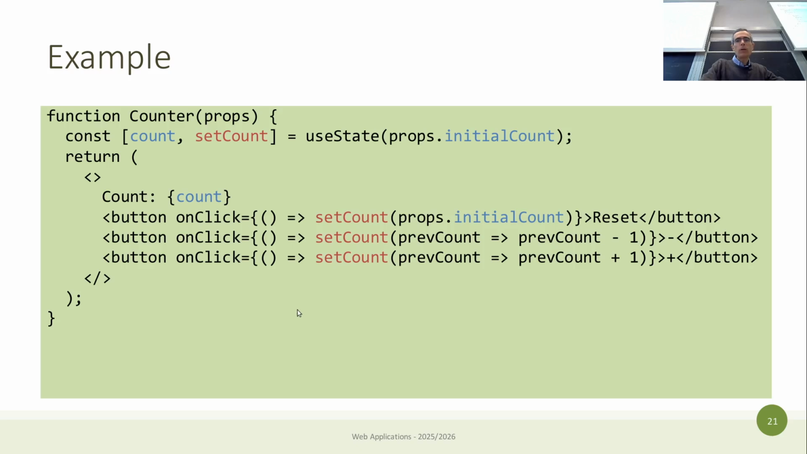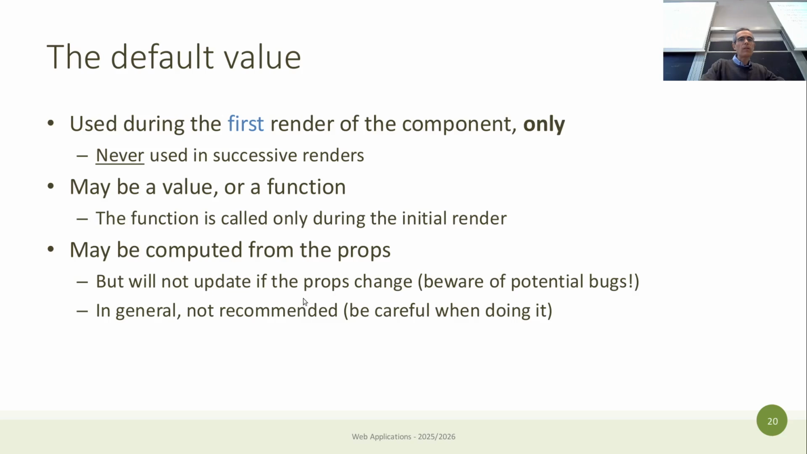Okay, so I think we have some examples, right? But let me finish the discussion here. The default value. So we talked about what to pass as a parameter in the set state function. But then we have the use state and we have this initial value, right? And you pass the initial value, that's fine. It's used only during the first render of the component, only during the first render. Never used in successive renders. I told you before, right?